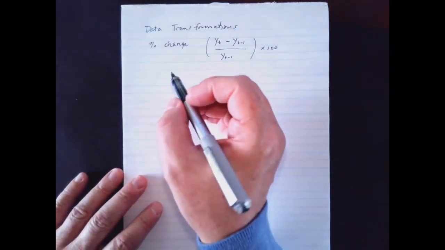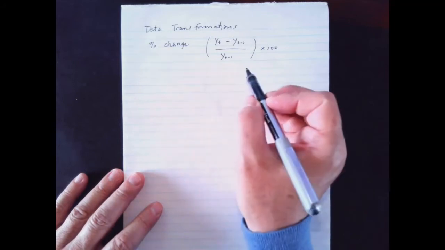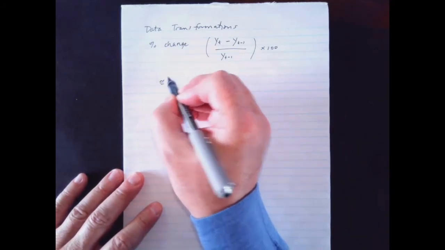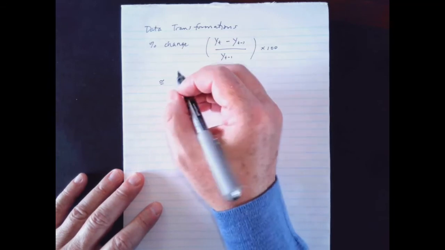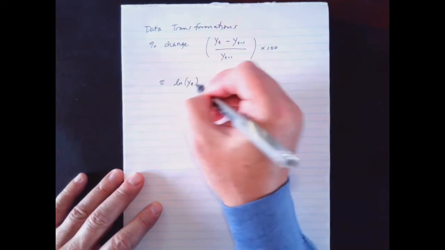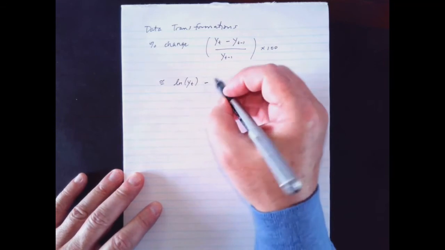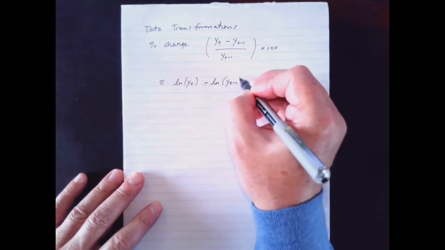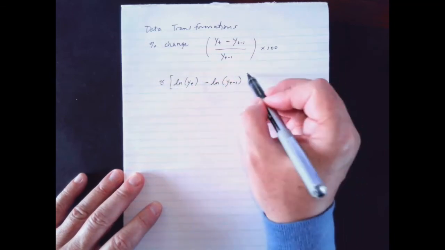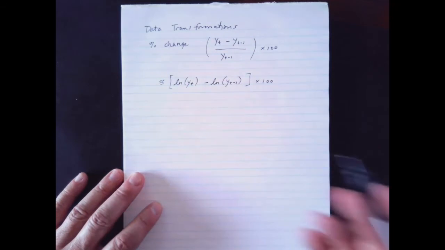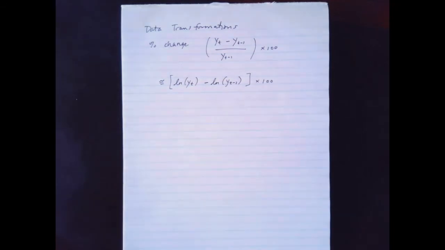Sometimes some econometricians like to use logarithms for this, and here the rule is that you can get an approximate percentage change if you take the log of the value at yt minus the log of the value at yt minus 1, and again multiply that by 100, and that's also a percentage change.